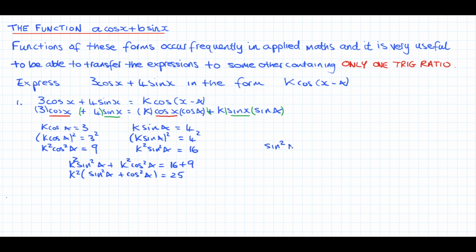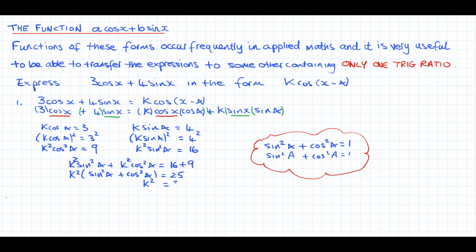Now, sin squared alpha plus cos squared alpha is equal to 1. That's something you knew from Nat 5, and certainly we've used it lots of times this year. Sin squared A plus cos squared A is equal to 1. That's something you should absolutely be aware of. So that would be k squared times 1 equals 25. So k squared is equal to 25, so k is equal to the square root of 25, and k is positive, so k is equal to 5.